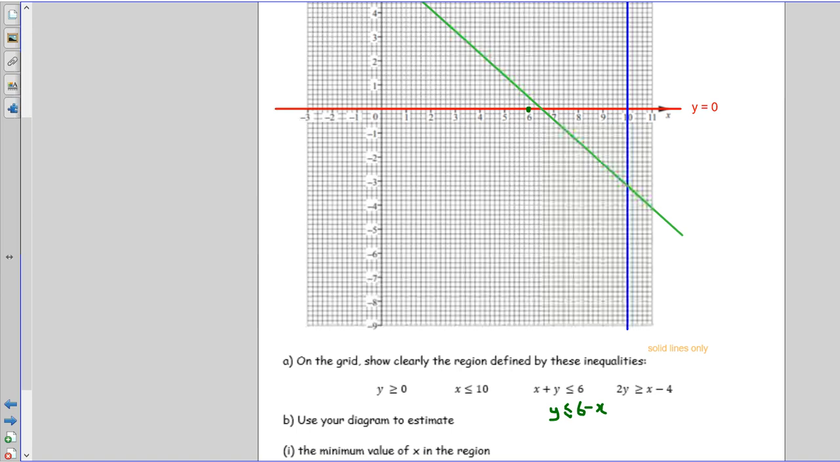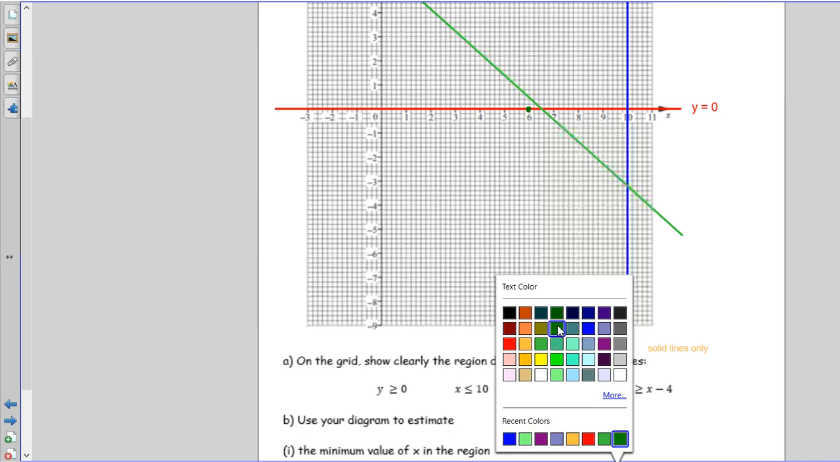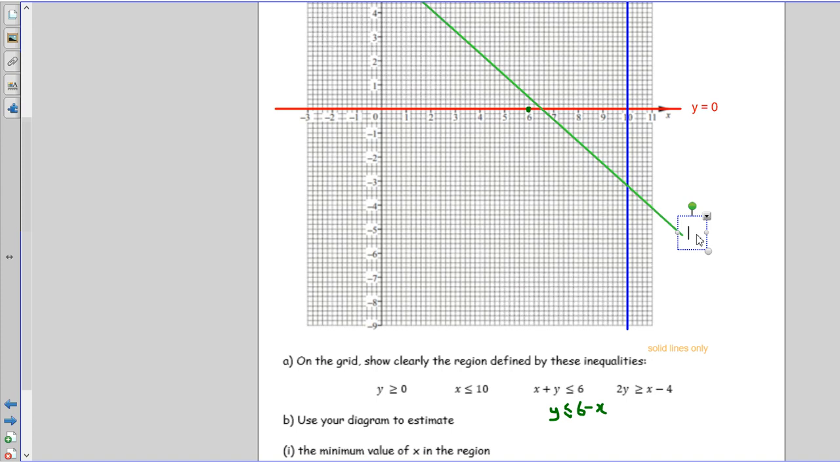Green. y equals 6 minus x, or x plus y equals 6. Either one you could label it: the rearranged version, or you could label it as x plus y equals 6, the original version.